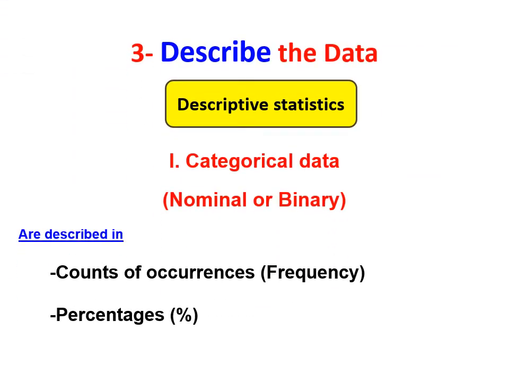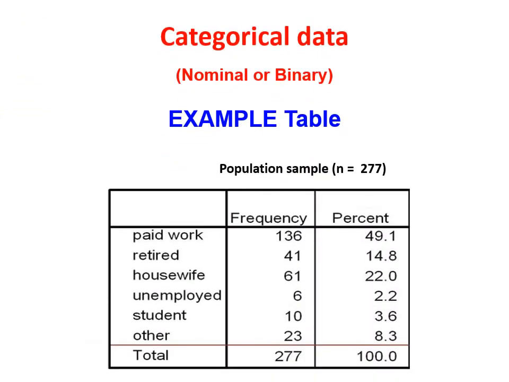The third step is to describe the data. What's called descriptive statistics? If it is categorical data, nominal or binary, it will be described as counts of occurrence or frequency and percentage. This is an example for categorical data, nominal.